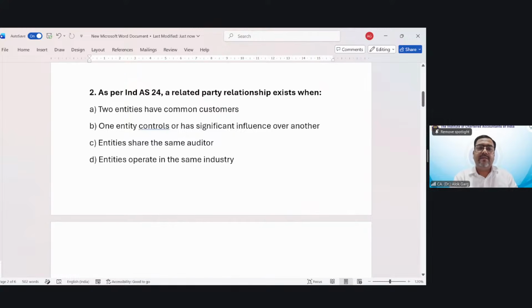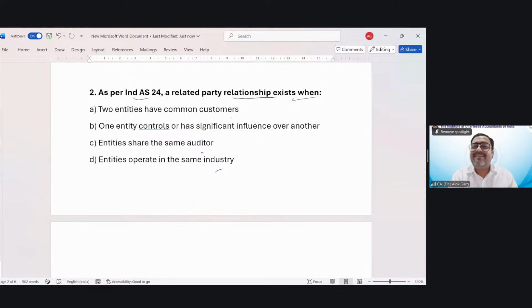As per Ind AS 24, a related party relationship exists when two entities have a common customer. Even if an entity has the largest customer, the relationship does not exist as related party, right? Or one entity controls or has significant influence over another. Or entities share the same auditor. Saminathan is the chartered accountant and auditor of A Limited and B Limited. So both the entities have the same auditor, they become the related party? No. Or entities operate in the same industry. Bharti Airtel and Vodafone Idea operate in the same sector. They become a related party?